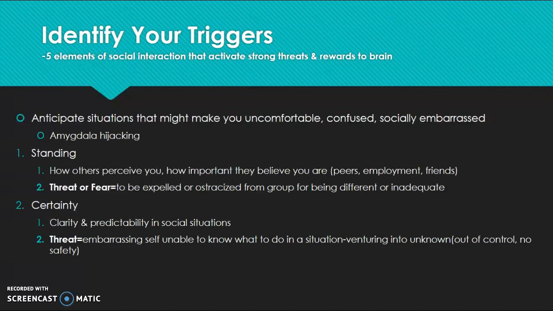2 is certainty, which involves your clarity and predictability in social situations. So this could engulf a fear or be a potential threat when embarrassing self, unable to know what to do in a situation, or venturing into unknown, such as out of control or no safety.